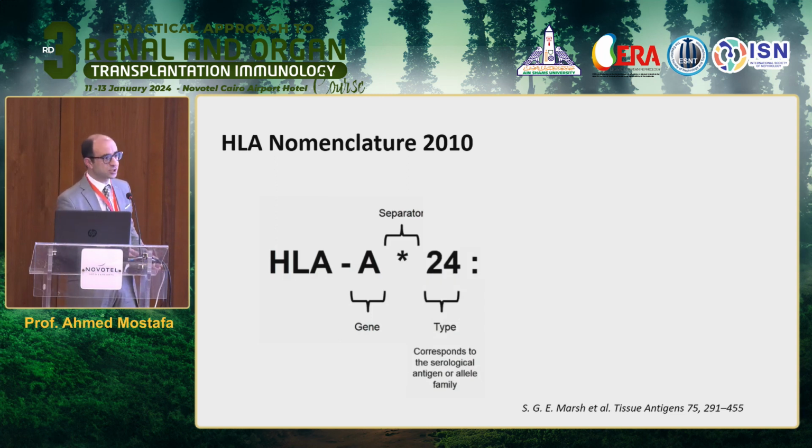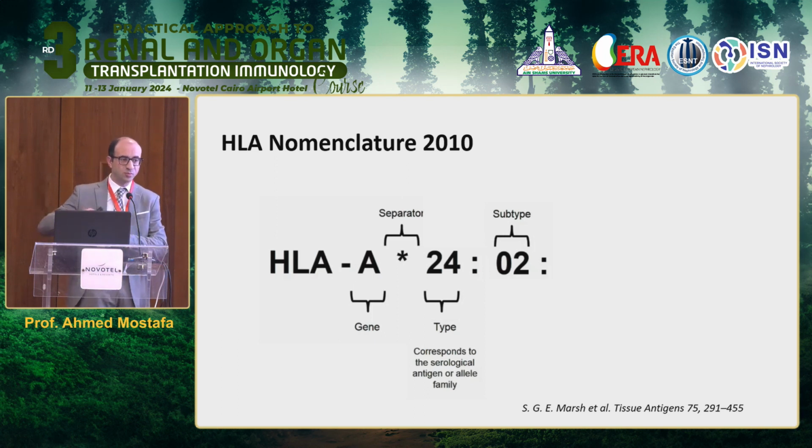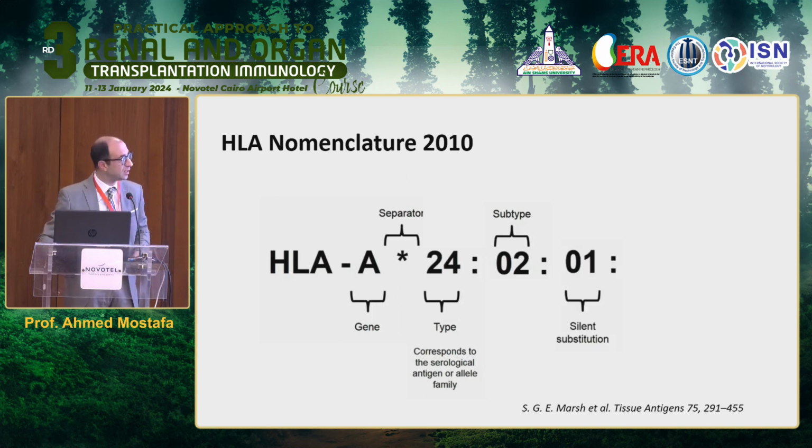This is the serological equivalent. And then when they started to do molecular typing, they put in the molecular typing. This could be a single mutation that happened to the main allele that is not sufficient to change the complete protein structure, but is sufficient to change the SNP. And when they started to see that some of the mutations do not affect the protein structure, they gave it another number. It's not very clinically significant.